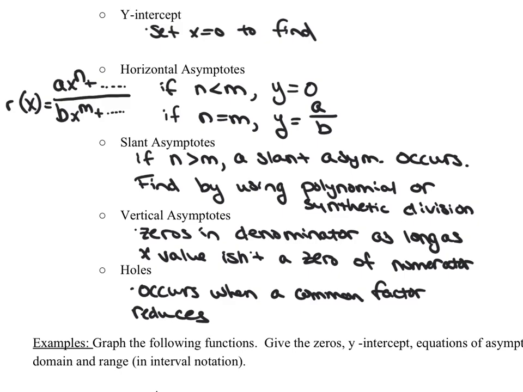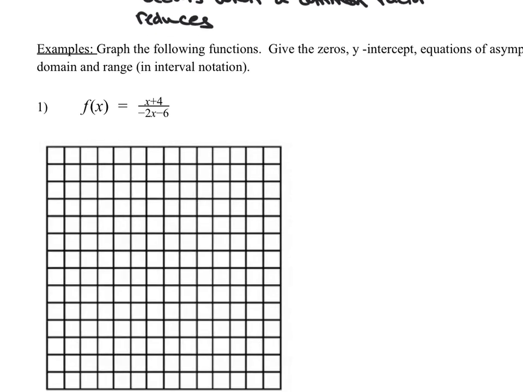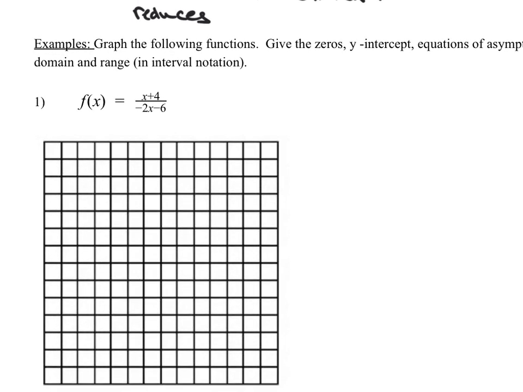Okay, so let's take a look at our first example. We want to give the zeros, the y-intercept, the equation of the asymptotes, and the domain and the range in interval notation, and of course we want to graph it because that's the most interesting part. The first thing that I always like to do is to factor the numerator and the denominator. So the numerator obviously doesn't factor because it's linear, but the denominator, well, it doesn't have a common factor, is linear, but also does factor, and so we get -2 times the quantity x plus 3.